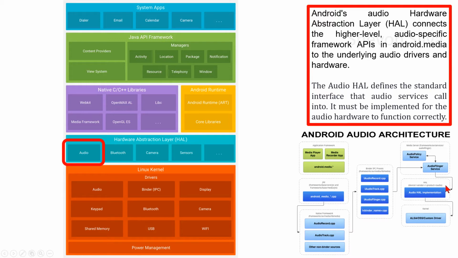hardware/libhardware/include/hardware. See hardware/audio.h for additional details. And kernel driver. The audio driver interacts with the hardware and your implementation of the HAL. You can choose to use ALSA, OSS, or a custom driver of your own at this level.